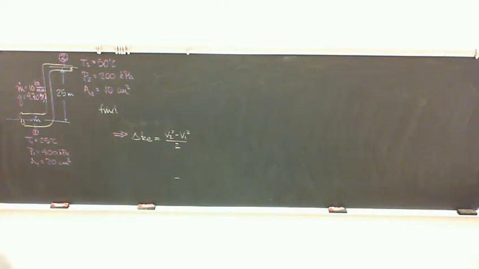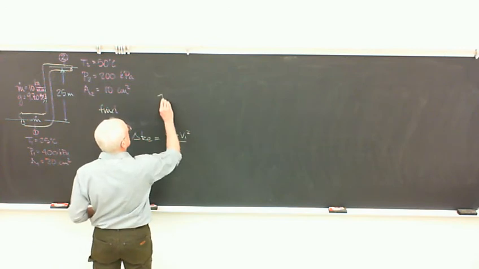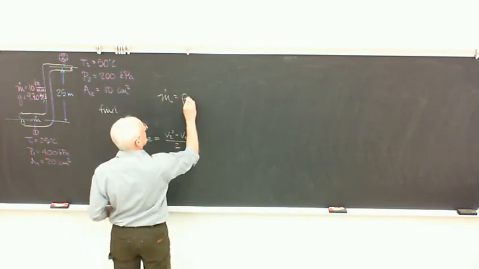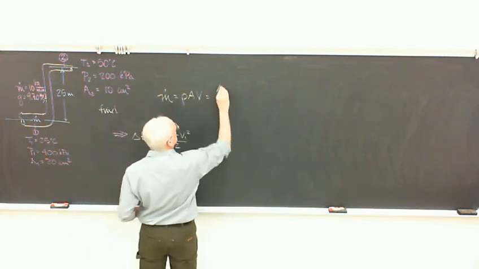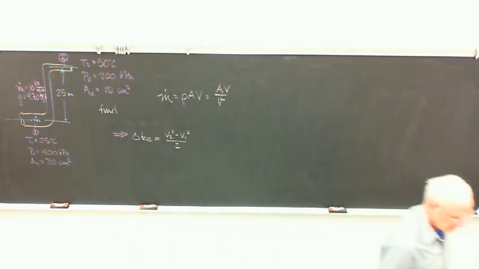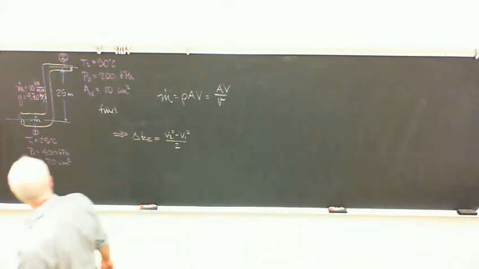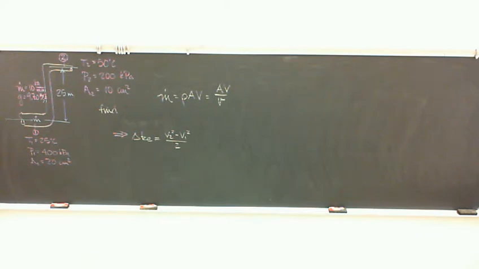You can probably watch this one. You know, it's still M dot equals rho A V, equals A V over little v. You just have to figure out what to do for either rho, the density, or v, the specific volume. Figure out that, you're okay with either one.